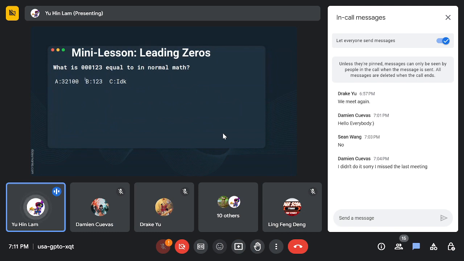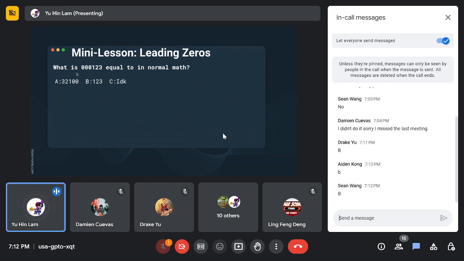So how about I first ask this question? What is 0, 0, 1, 2, 3 equal to in normal math? You guys can just type your answer in the chat, like A, B, or C. Can you repeat the question? Oh yeah, sure. I might be going a little too fast. The question is basically what is 0, 0, 0, 1, 2, 3 equal to in normal math? We're first having a mini lesson about leading zeros.